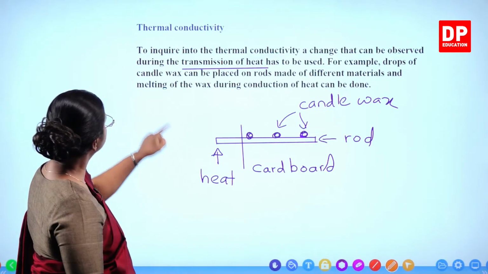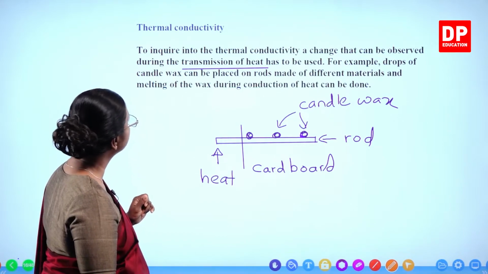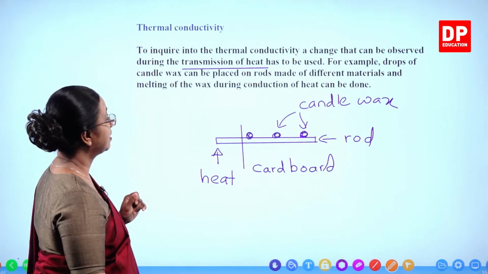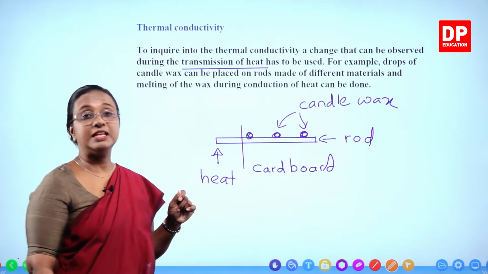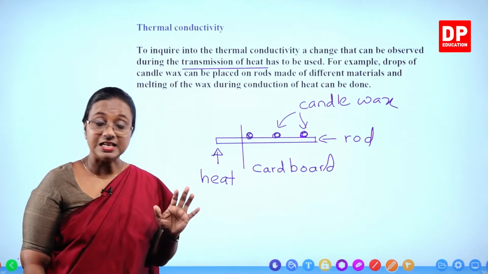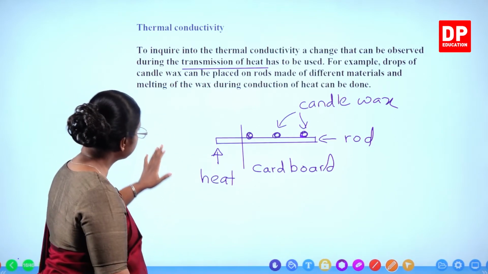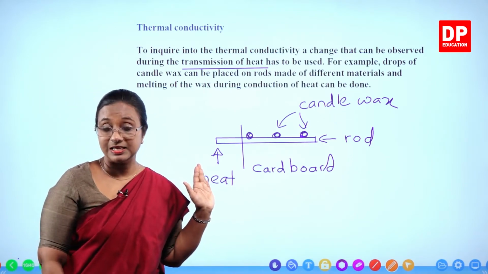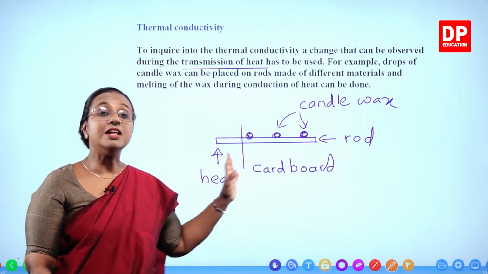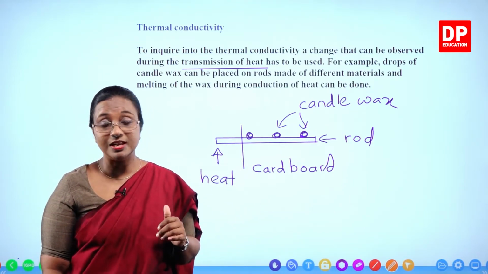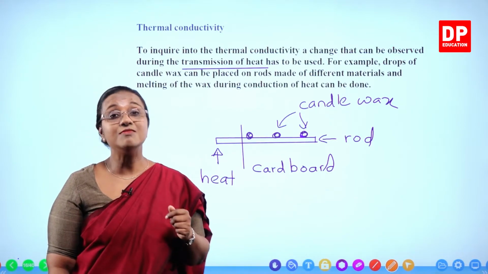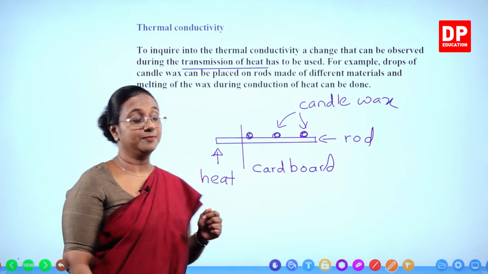For example, drops of candle wax can be placed on rods made of different materials, and melting of the wax during conduction of heat can be observed. Is that clear? So that is how we are supposed to observe thermal conductivity. To do that, we have an activity. I will move on to the next slide where we discuss the activity, and then we will observe the activity as well.